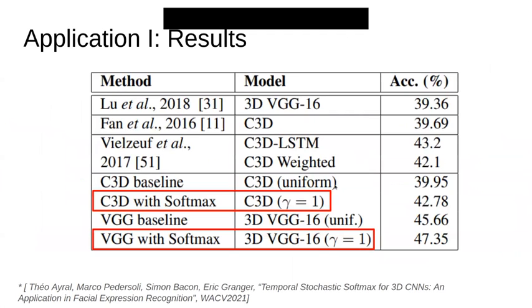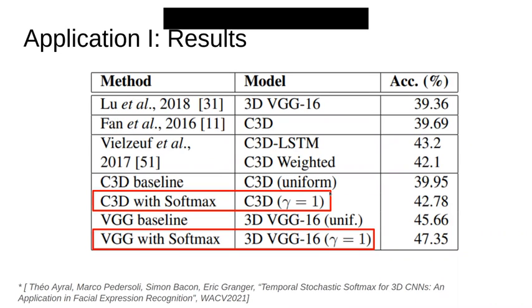And here we show results on a data set of emotion recognition. At the top, there are some previous approaches. I won't enter into detail, but again, there are some approaches based on recurrent neural networks or other kinds of weighting.